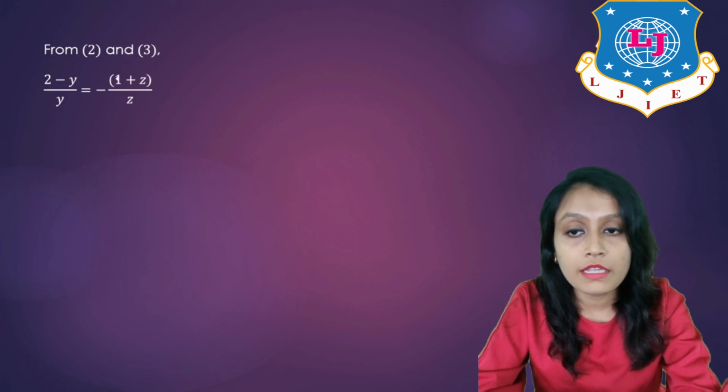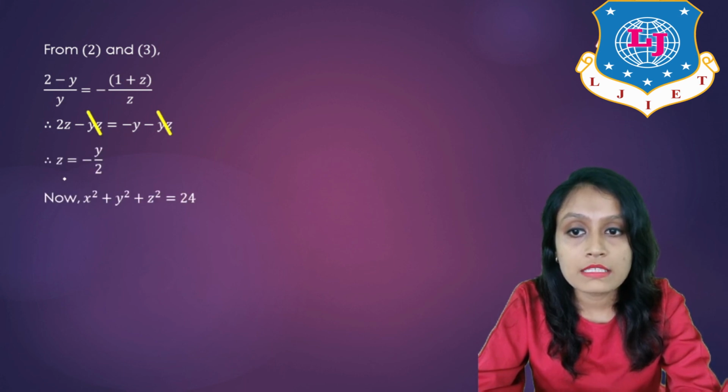Now equate equation number 2 and 3. So you will get (2 minus y) upon y is equal to minus (1 plus z) upon z. Okay, again cross multiply. So you will get 2z minus yz is equal to minus y minus yz. This minus yz will get cancelled, and from here you will get z is equal to minus y by 2.